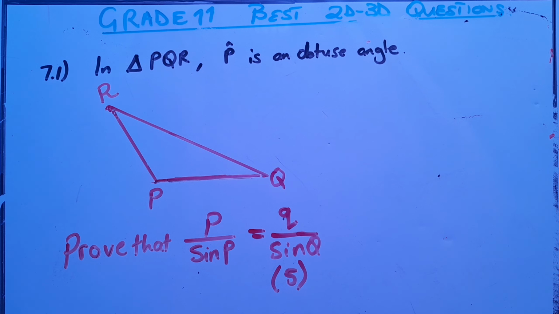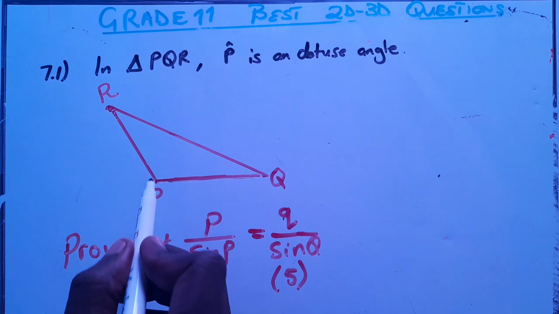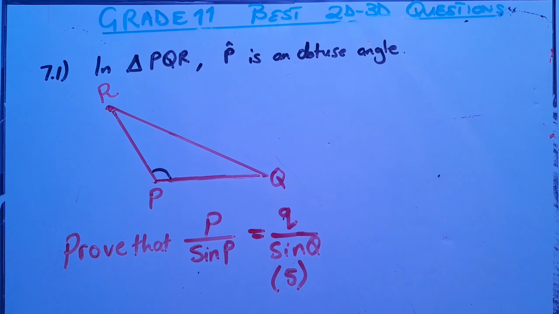They said in triangle PQR, P is an obtuse angle, so it means that this angle is an obtuse angle. And they said to prove that p over sin P is equal to q over sin Q. So we're trying to prove the sine rule itself, but while we're having the obtuse angle.